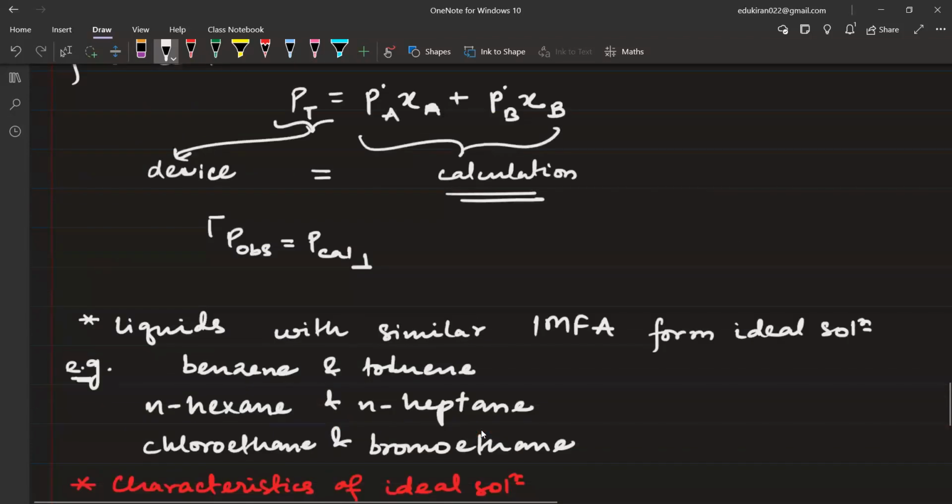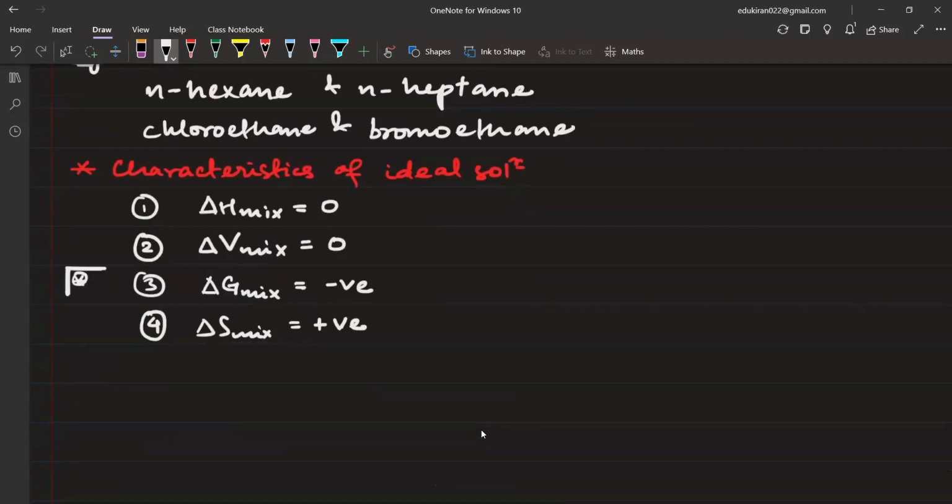If you want to write anything else, you can write P observed is equal to P calculated, or you can write this as delta P is equal to 0. That means the vapor pressure before mixing and after mixing is the same. There is no change in the vapor pressure. So this is something that you are going to write for an ideal solution.